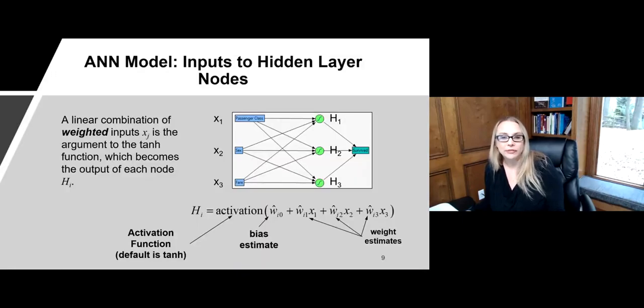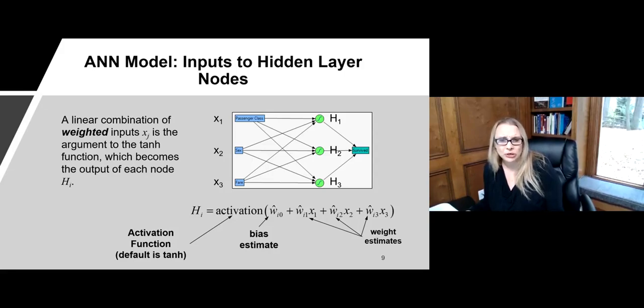Now let's look at the artificial neural network model and specifically at the inputs to a hidden layer node. So again, what we have here is a linear combination of weighted inputs, our x's. These are the arguments that go into our tanh function, which then becomes the output for each node h. So again, here we are looking at the same example where we have 3 predictive variables for passenger class, sex, and fare, where we are trying to predict whether someone survived.